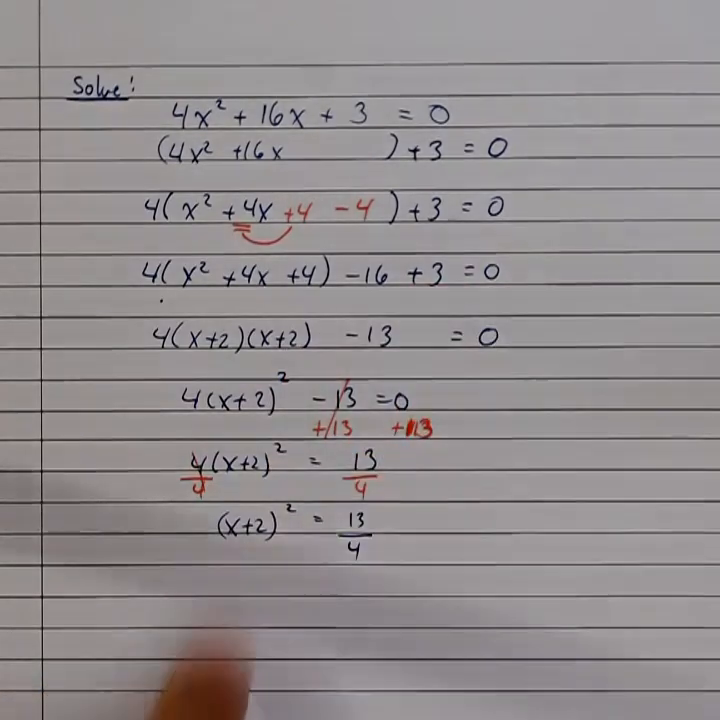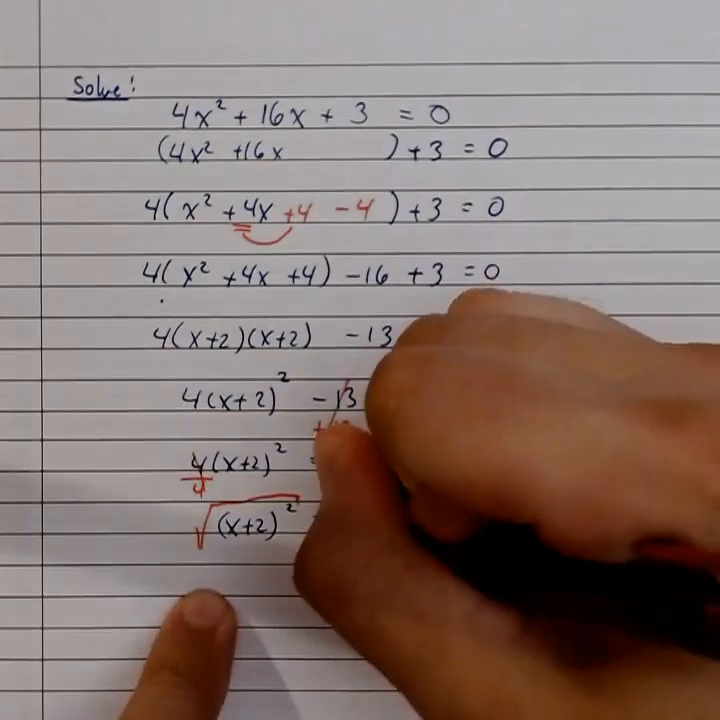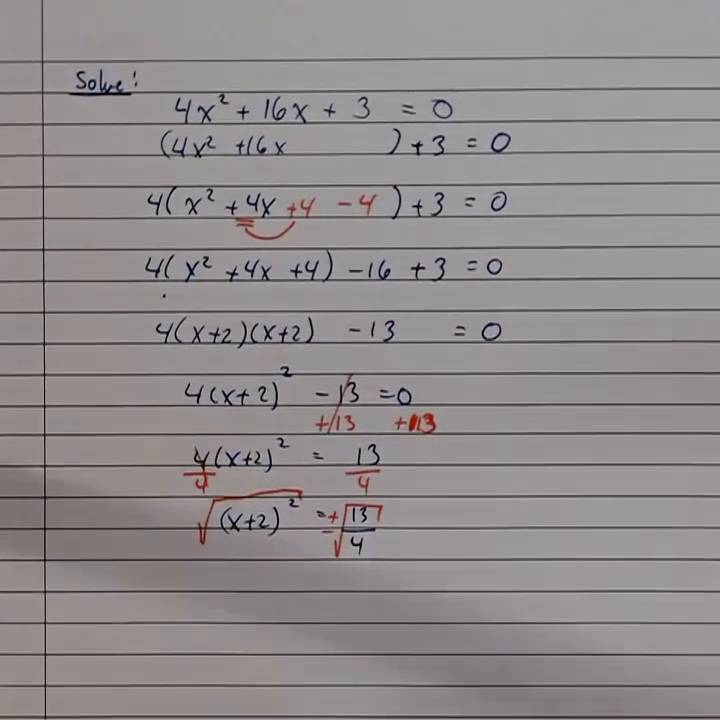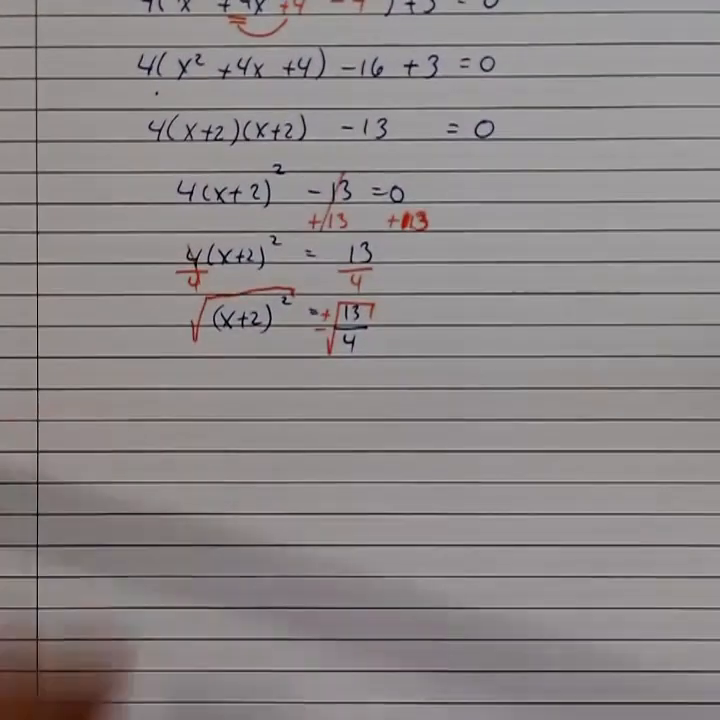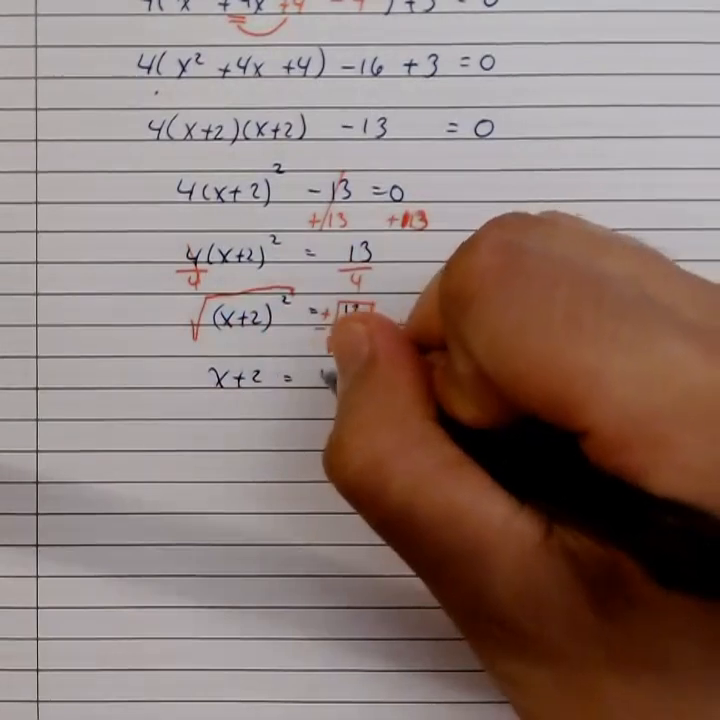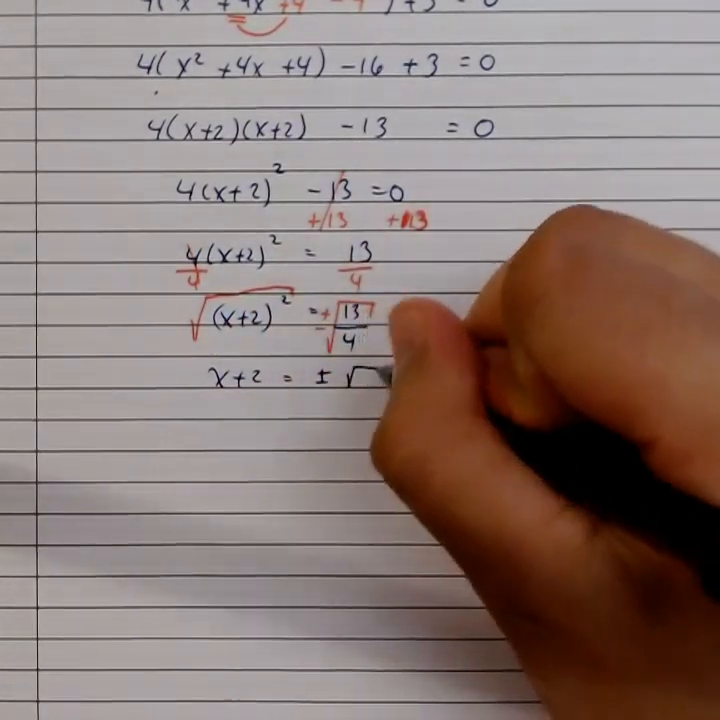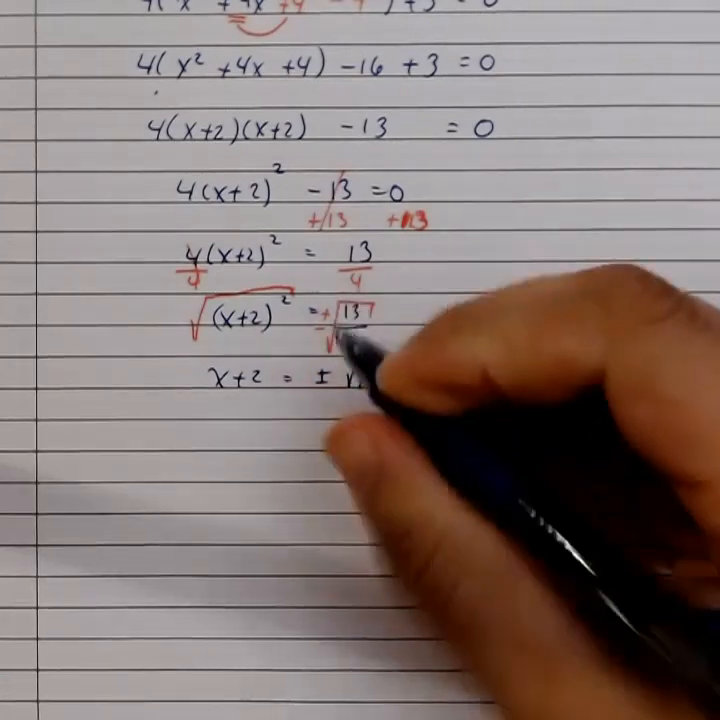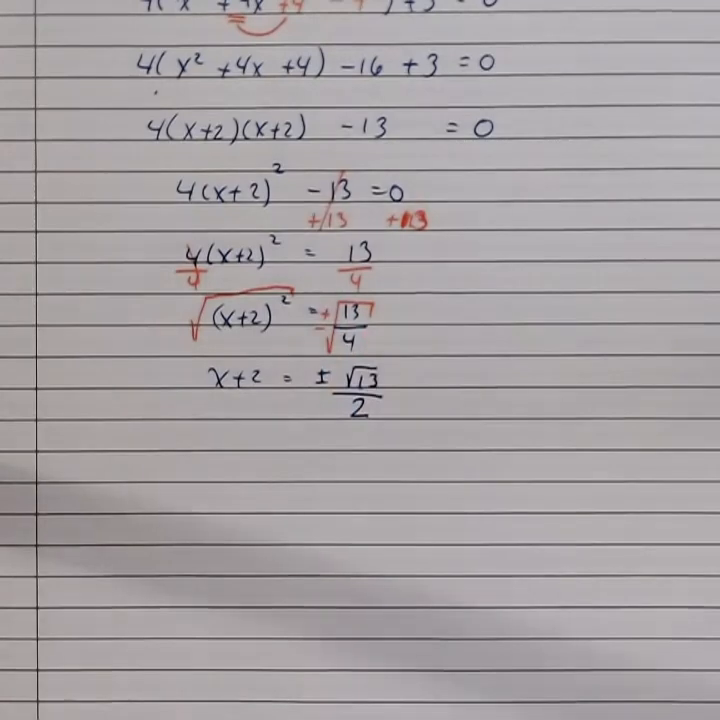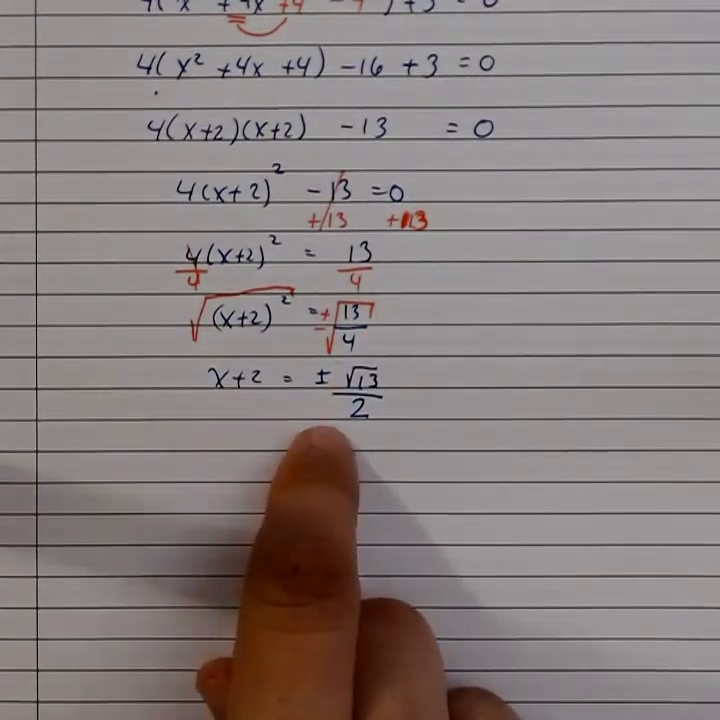And now I can take the square root of both sides. When I take the square root of a number, there's two versions. There's a positive and a negative. So here that's going to give me x plus 2 is equal to plus or minus the square root of 13. Well, that's just the square root of 13. But here I do know the square root of 4. That's just the number 2. Looks just like that.